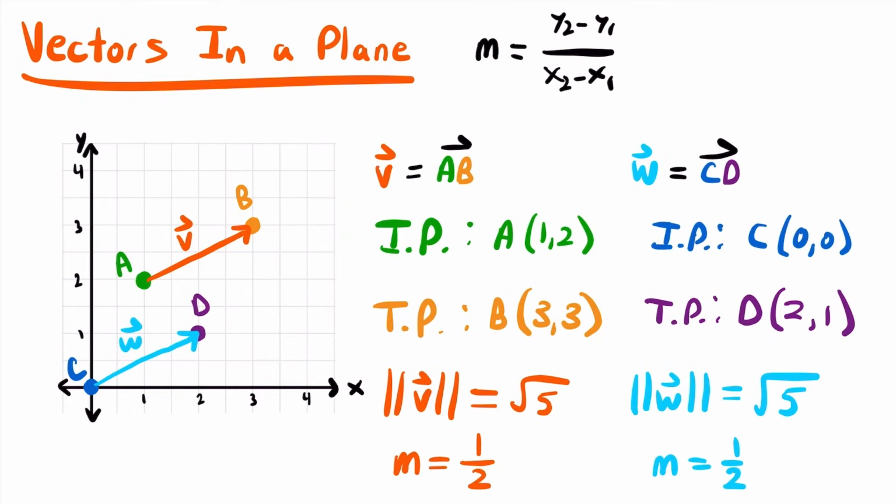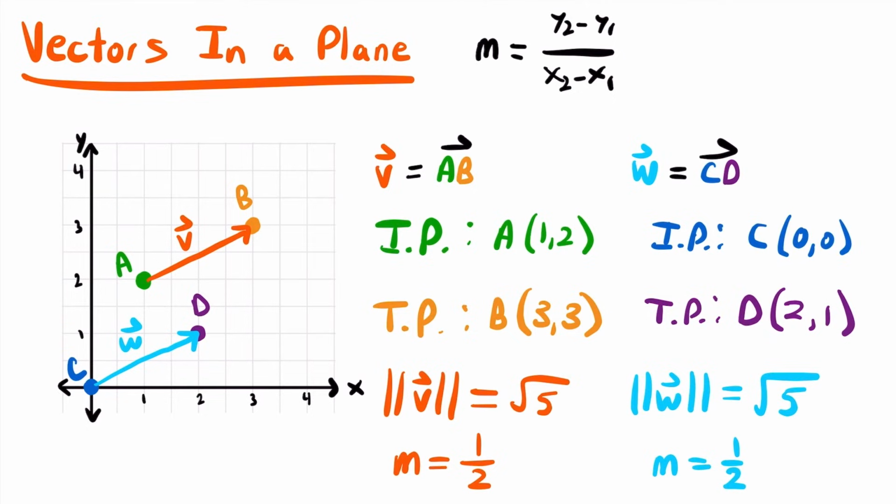Both of these two vectors that we have here, vector v and vector w, have the same magnitude and the same slope. And this is a very important point about vectors. When two vectors have the same magnitude and the same slope, or the same direction, then we can conclude that those vectors are what we call equivalent vectors. So we would say that vector v and vector w are equivalent. They have the same magnitude and they have the same direction. The only difference between the two vectors is where they are positioned within the coordinate plane.